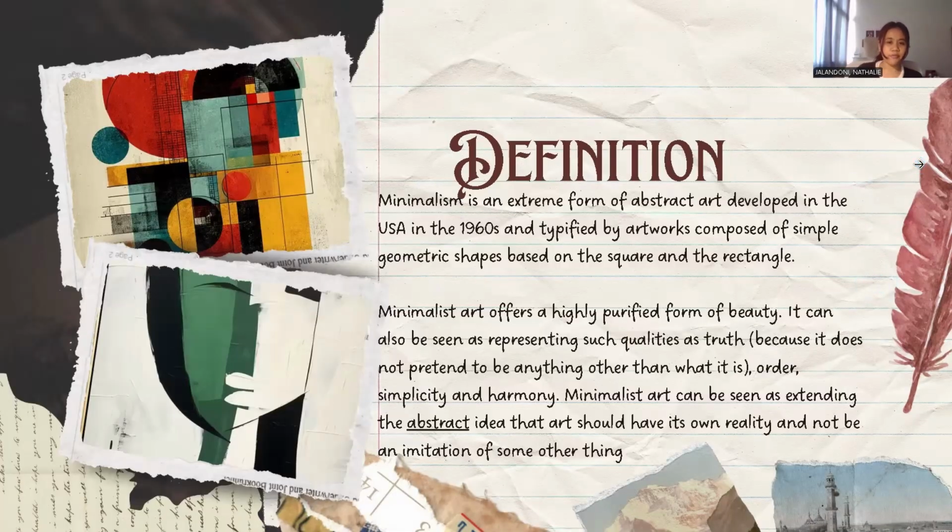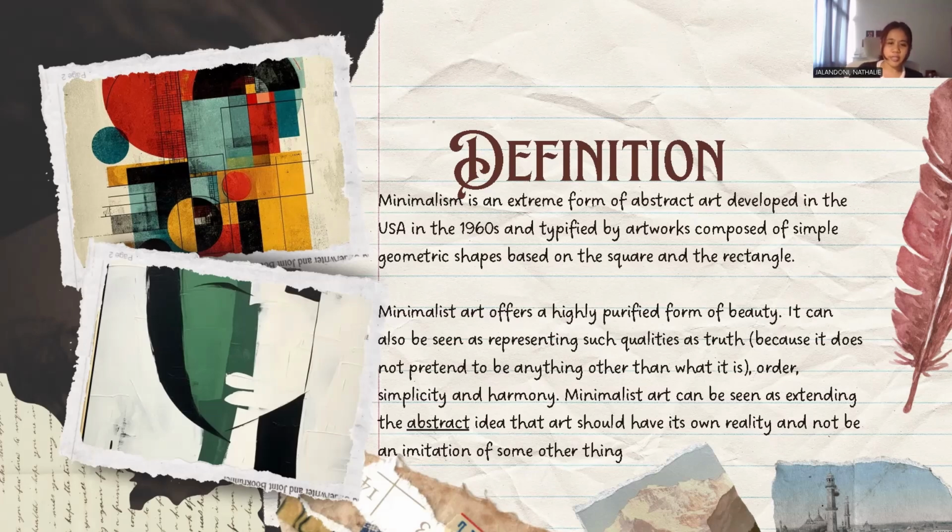Minimalism is an extreme form of abstract art developed in the USA in the 1960s and typified by artworks composed of simple geometric shapes based on the square and the rectangle. Minimalism is non-objective. This means the art doesn't represent a sunset, a feeling, or a person. It is just an object.